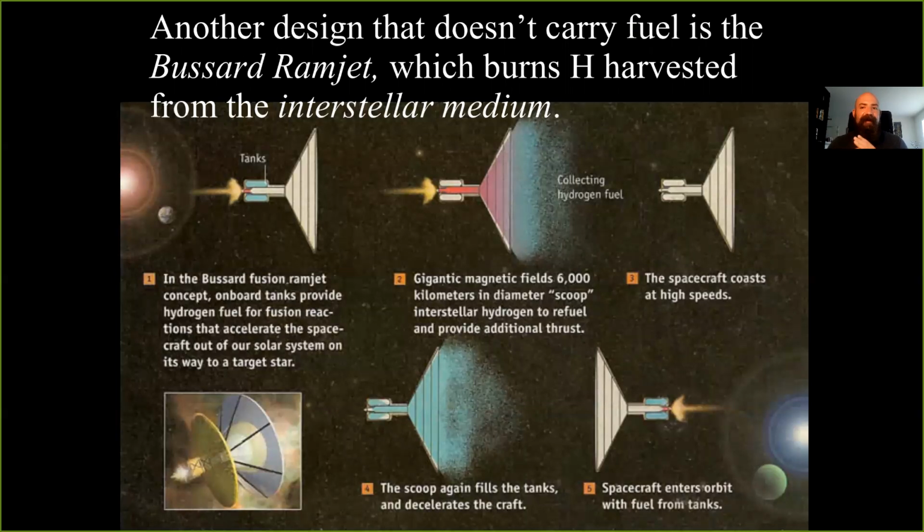So another design that doesn't carry its own fuel is something called the Bussard Ramjet. So this is effectively a fusion engine. The main difference being that it doesn't carry its fuel because it simply gathers it from the interstellar medium. Now, normally we think of the space between stars as simply being vacuum, as being just completely empty. And by our standards, it is, the density is so low that we actually can't reproduce that density in labs here on the Earth.